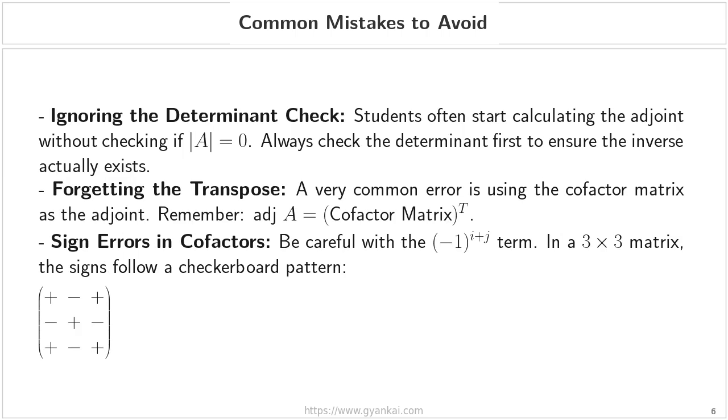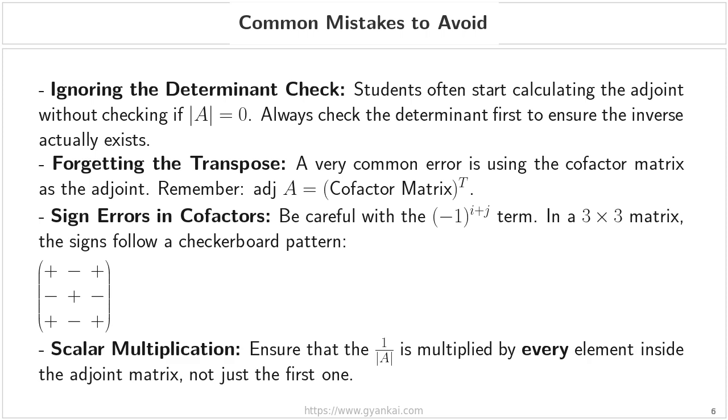Third, be extremely careful with sign errors in your cofactors. Remember that the cofactor formula involves the term -1 raised to the power of i plus j for larger matrices, like a 3×3. This creates a checkerboard pattern of plus and minus signs. If you miss even one sign change, your entire final matrix will be incorrect. Finally, pay close attention during the scalar multiplication step. When you multiply the adjoint matrix by 1 divided by the determinant of A, you must ensure that this fraction is multiplied by every single element inside the adjoint matrix, not just the first one.